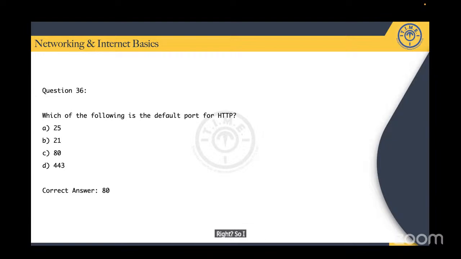I'll repeat the answers here. The first option, 25, SMTP, email sending. 21, FTP, file transfer. 443, HTTPS, secure web. 80, HTTP, right? So these are all direct questions.